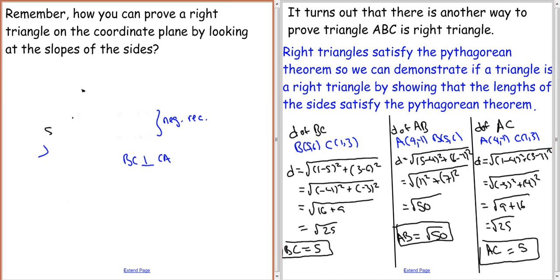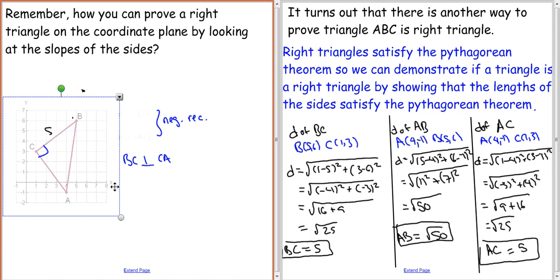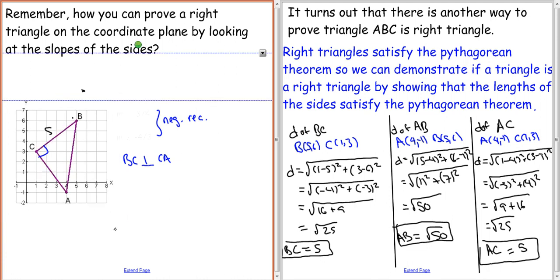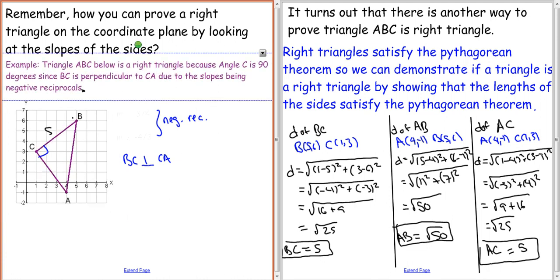Whoops. Where'd my triangle go? Okay, there it is. Let's bring all that stuff back. I got the length of AC as 5 as well. So it actually turns out that this is also an isosceles triangle, but that's not really important right now. We're not focusing on that. And it says AB is radical 50. What I do want to focus on is how do these lengths show that it's a right triangle?